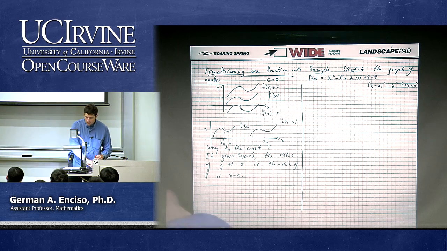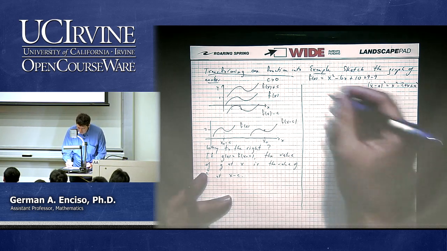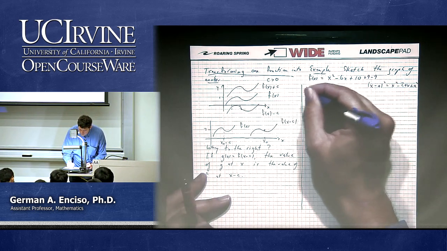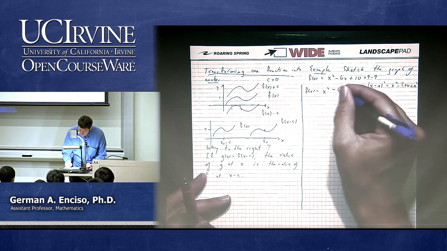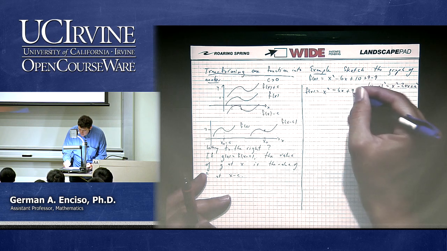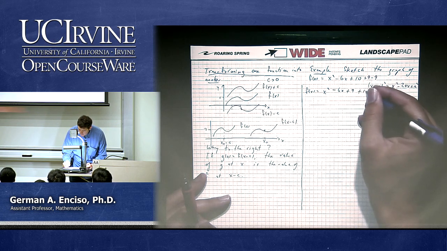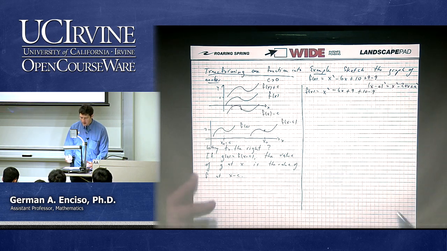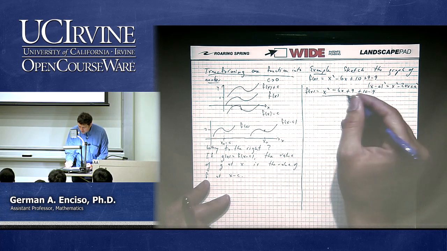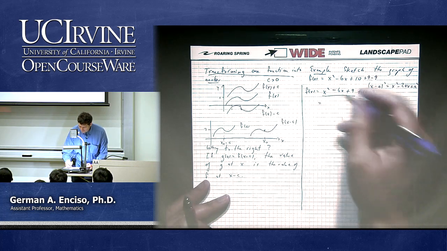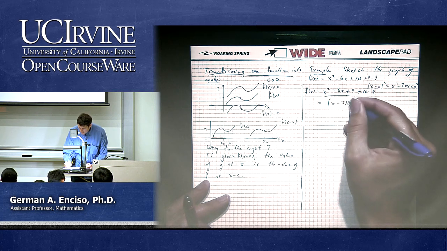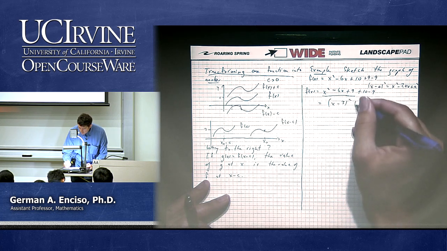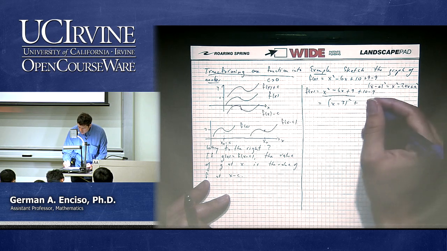So this is equal to x squared minus 6x plus 9 plus 10 minus 9. And these three things together, we can factor out as x minus 3 squared plus 10 minus 9, which is 1.